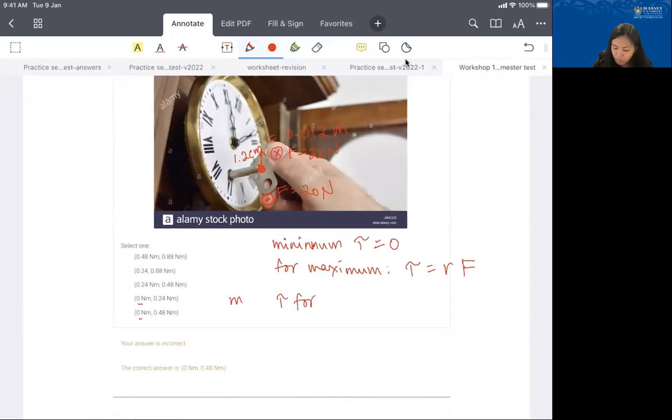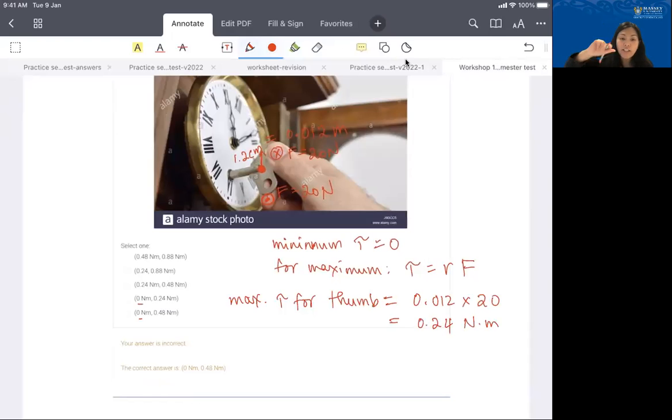So the torque for maximum torque for the thumb, for example, will be equal to 0.012 meters for the moment arm times the 20 newtons for the force exerted by your thumb. So that will be 0.24 newtons times meters for the maximum torque provided by the thumb.